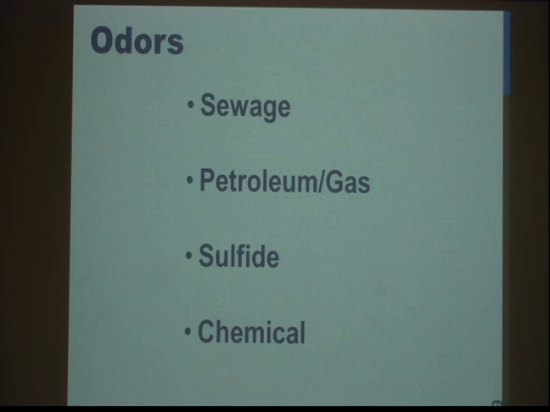And then odors. If you're driving by and working on a catch basin or a drainage structure and you do smell sewage or petroleum or gas, sulfide, which I think all three of those first three can be mixed up with each other. And then if there's a random chemical smell too, we'd like to know.